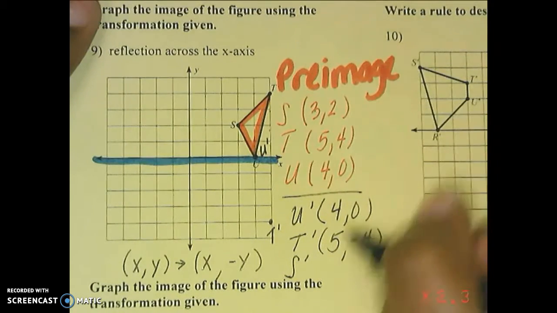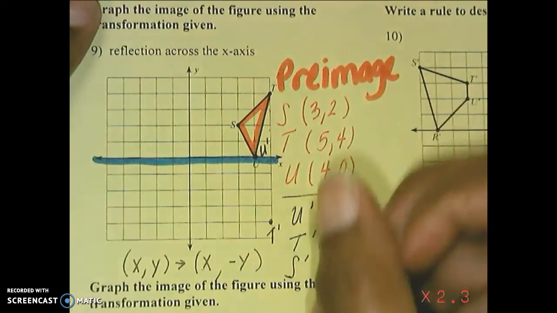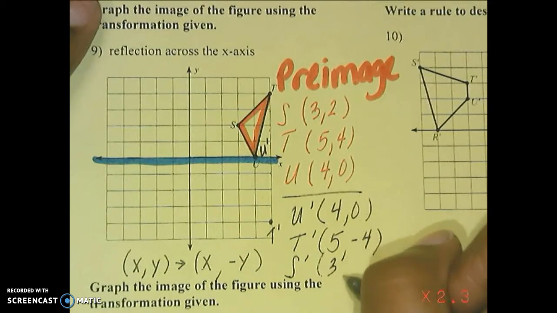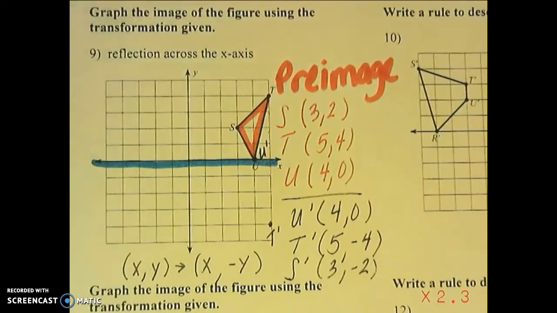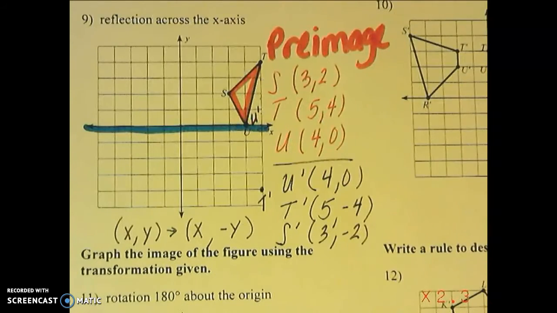So applying that rule, 3 is going to stay the same. 2 is going to change into a -2. And that's it. That's your reflection across the X-axis. Pause the video if you need to write it down.